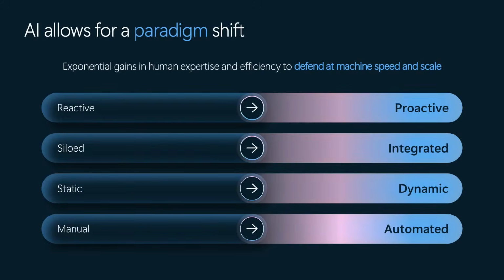AI allows for a paradigm shift to occur. Exponential gains in human expertise and efficiency to defend at machine speed and scale. We have to move from reactive to proactive because agents operate at machine speed. We have to move from siloed to integrated teams. As I've mentioned, the identity and SOC teams are working closer than ever before, so there's no more ping-ponging of tickets that takes days and weeks to occur. We have to be thinking in seconds, minutes, and hours.